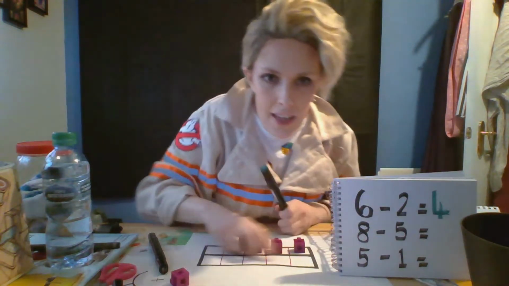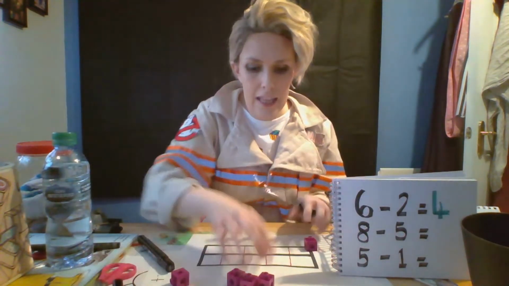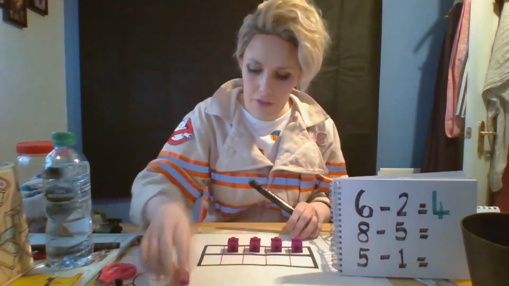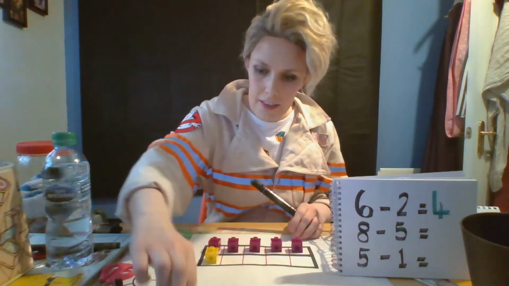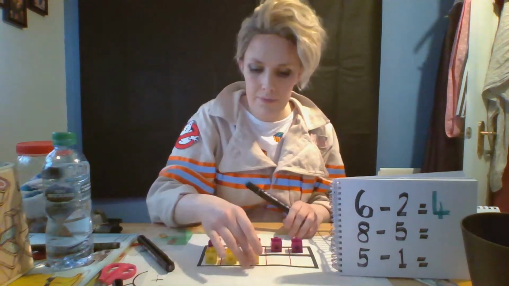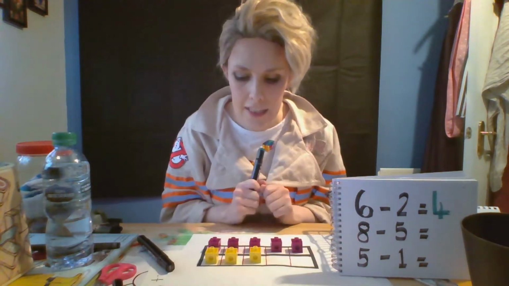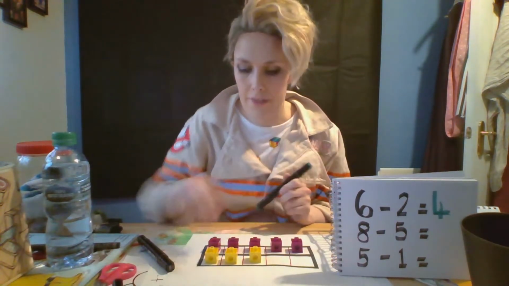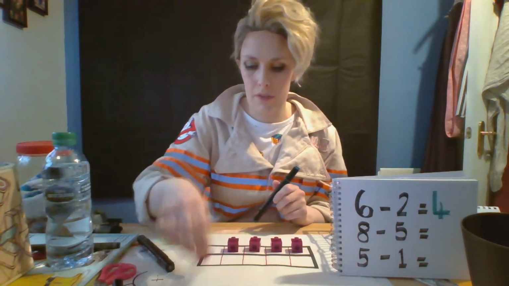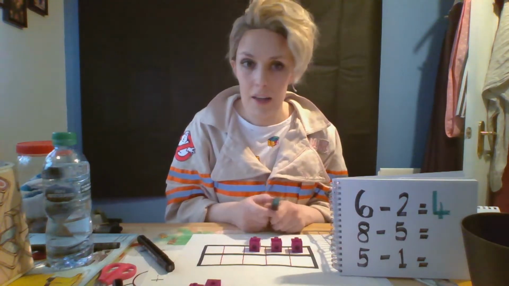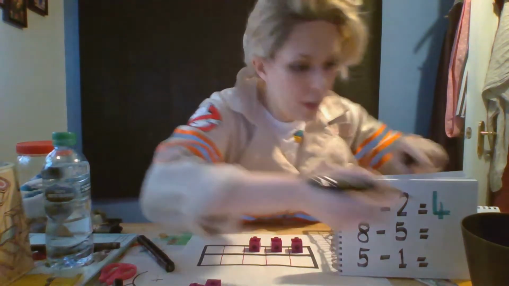The next one, it said 8 take away 5. So once again, subitize. There's 5, 6, 7, 8. Or maybe you know what 10 with 2 taken away is 8. So we've got 8. Take away 5. 1, 2, 3, 4, 5. And we are left with apparently my favourite number today, 3.